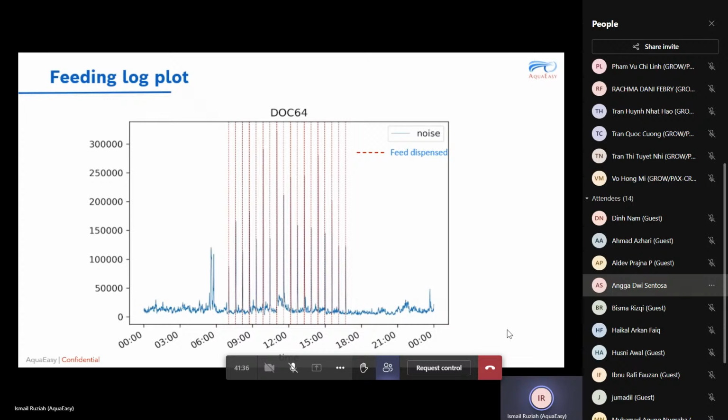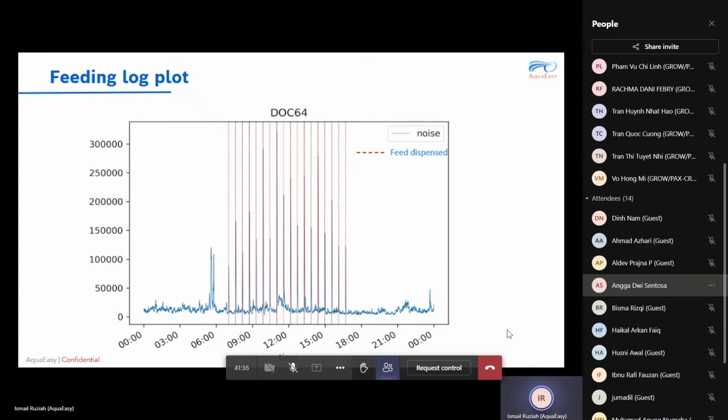For this model, you just highlighted the general model based on the data we have been collecting in Vietnam and Indonesia. Or are there any other factors that are also considered here, like maybe region, season, or stocking density, something like that?